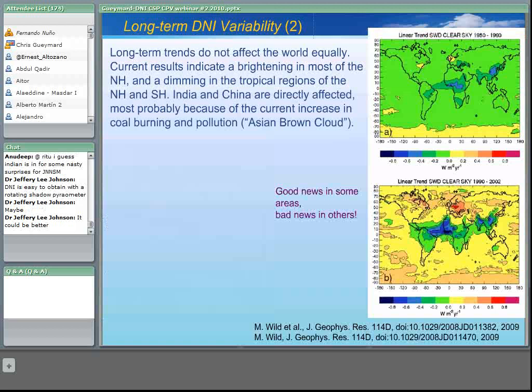This plot here shows interesting results from models showing, for example, for the period 1950 to 1990, where the dimming occurred. This was basically everywhere in the world. Now, the period 1990 to 2002, we show a very different picture where there's brightening, especially in the northern hemisphere and Europe, and dimming in other parts of the world, and especially here in Western Africa, India, and China. So this could be good news, actually, for CSP and CPV, but it could be bad news on a different level for climate change.